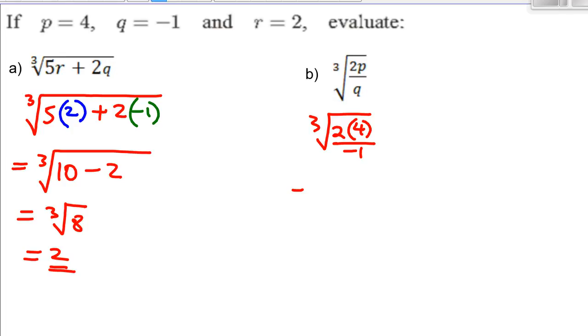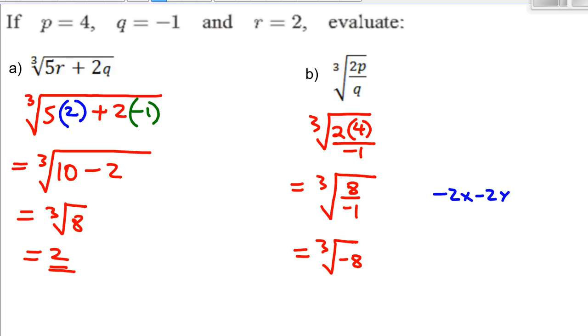Now what I'll end up with here is the cube root of 8 over -1, and that will be the same as cube root of -8. Now we know that -2 multiplied by -2 multiplied by -2 is -8. So basically we can say that the cube root of -8 is -2. So our answer here will be -2.